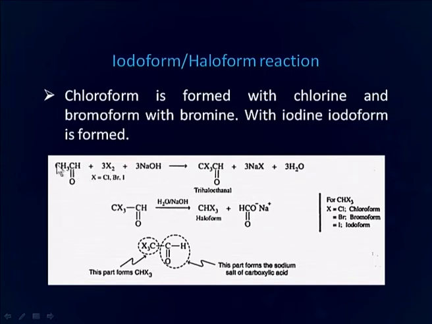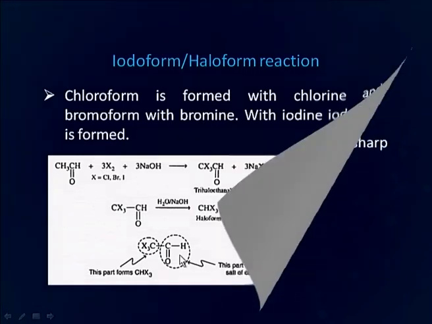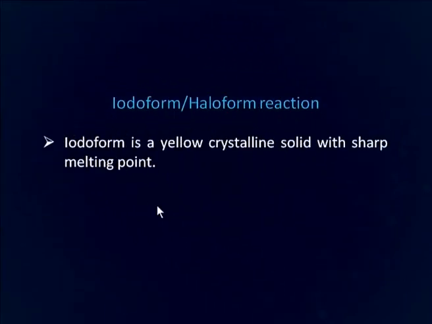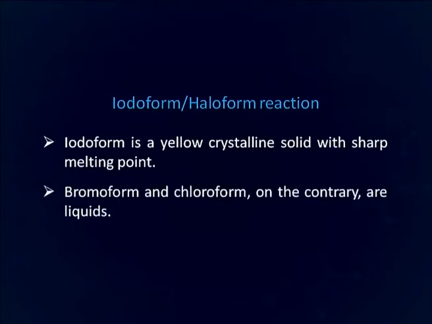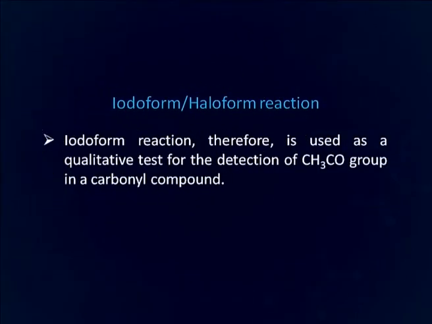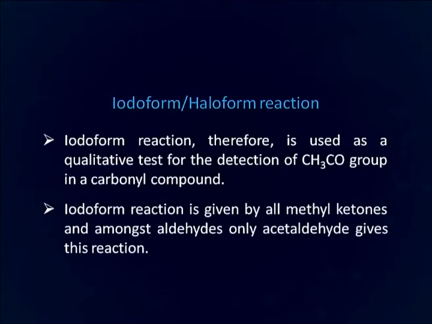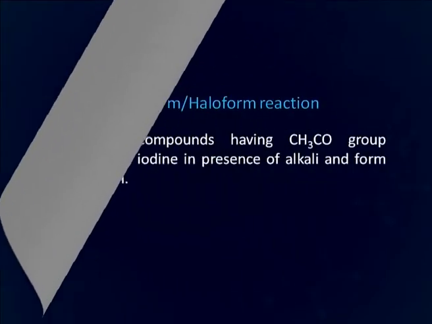The CH3 part of the aldehyde or ketone is converted into the haloform, and the other part of the molecule is converted into the sodium salt of a carboxylic acid. Iodoform is a yellow crystalline solid with a sharp melting point. Bromoform and chloroform, on the contrary, are liquids. Therefore, the iodoform reaction is used as a qualitative test for the detection of the CH3CO group in a carbonyl compound. The iodoform reaction is given by all methyl ketones, and amongst aldehydes only acetaldehyde gives this reaction.